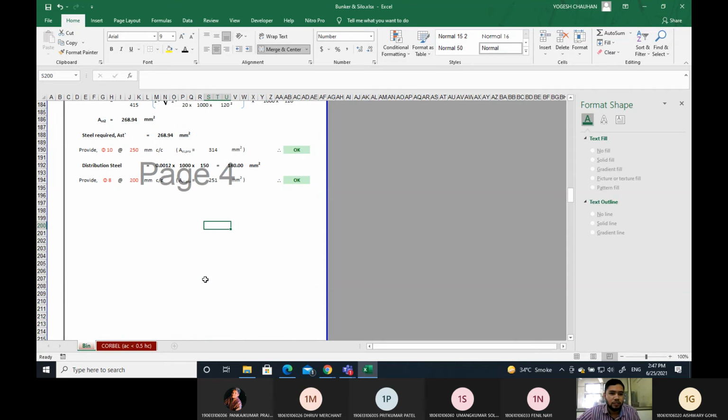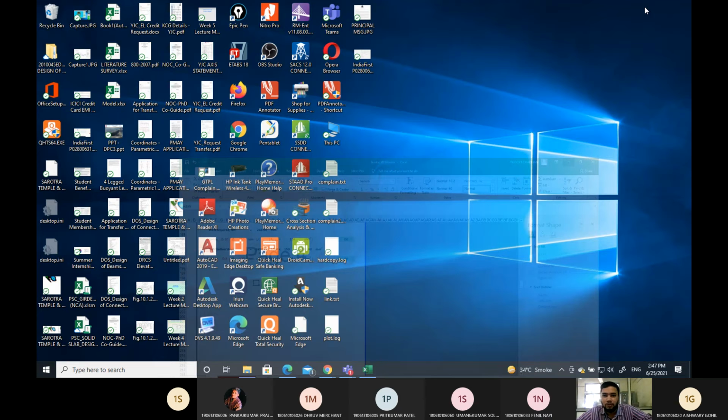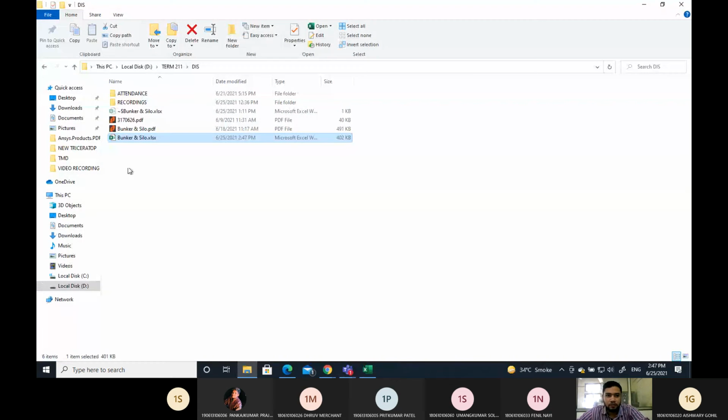So with this, your design is over. You can also now make a sketch in which the reinforcements are drawn, and you can tag them with the provided steel. Say for example, 8 dia 200 center to center, 10 dia 200 center to center. You can link here, and you can add an arrow to the sketch. Let me show you one example of this.